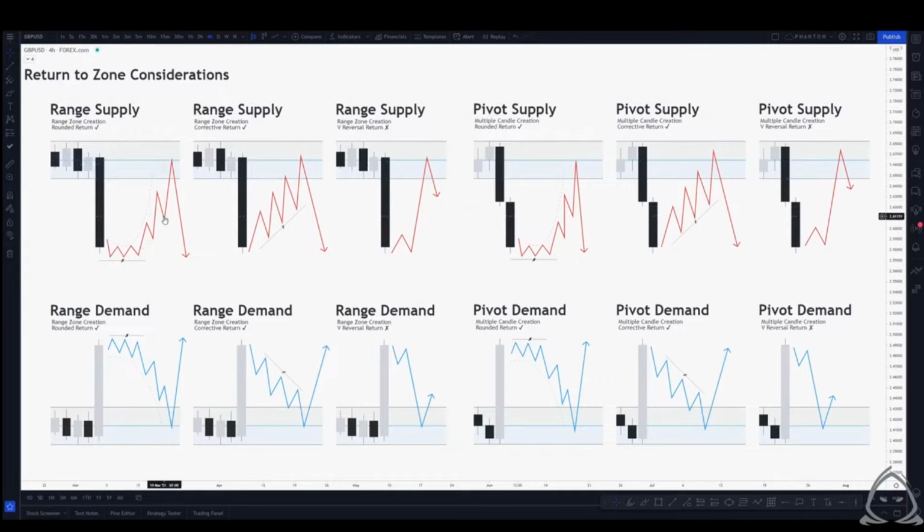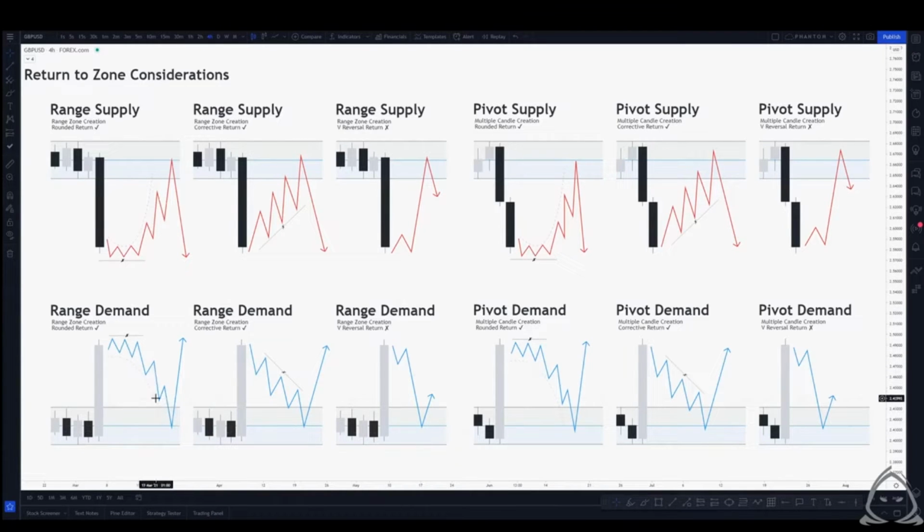If we're looking at the rounded return, what we end up seeing is price very slowly rounding out into that supply zone. And more often than not, what we see is liquidity being built on the downside and on the slope or return back in. Now we'll touch on liquidity in a later section, but just keep that in mind as we progress to the next sections. We can see that again in the demand section, where we have this rounded return where price slowly rounds back into the demand zone.